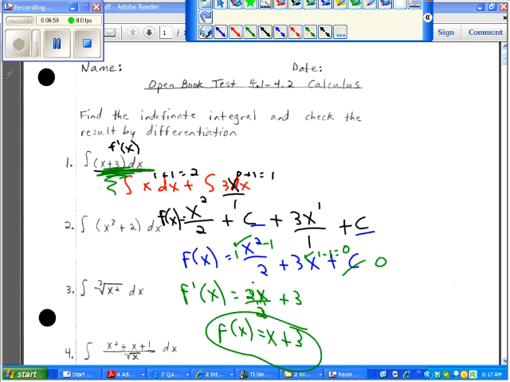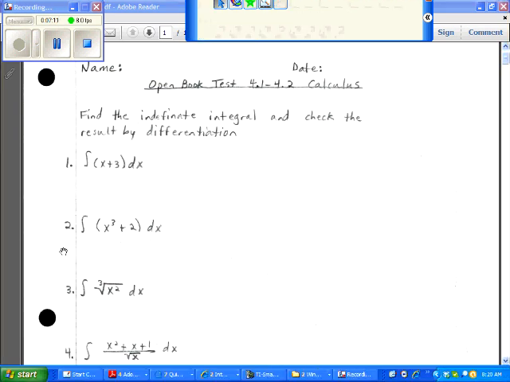Which takes us back to where we started, and so we have proven that the integral is correct by taking the derivative and working our way back. Any questions on number 1? Okay.